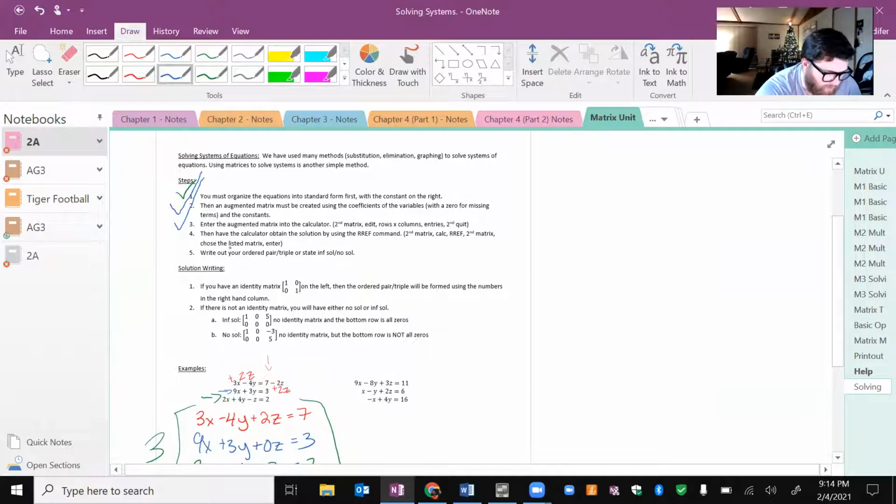We're on step number 4. Then have the calculator obtain the solution. Remember, we're looking for a solution. If we have 3 variables, we're going to have 3 solutions. It's not an ordered pair, sorry. It would be an ordered triple: x, comma, y, comma, z. 3 is triple. That's what we're looking for. What are the x, y, and z values?